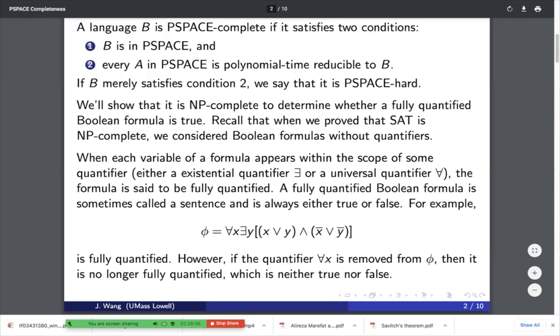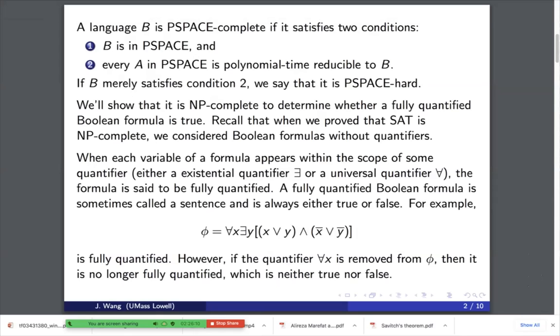So where were we? We're here. We'll show that it is PSPACE complete. So this should be PSPACE.